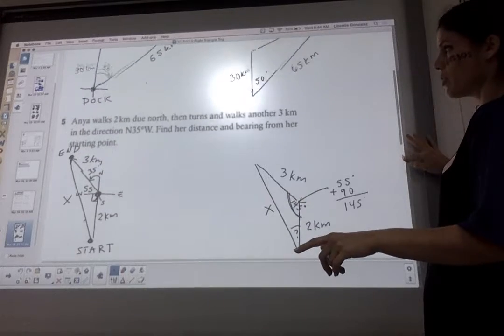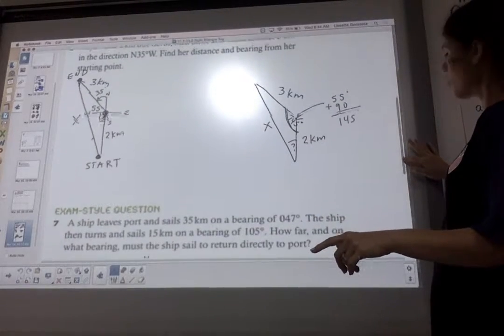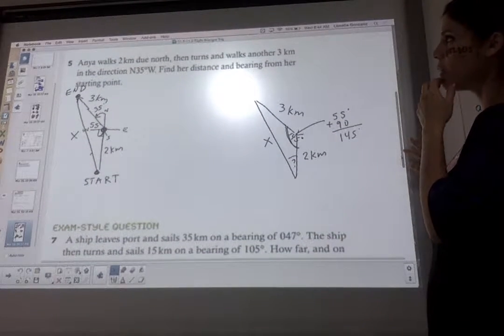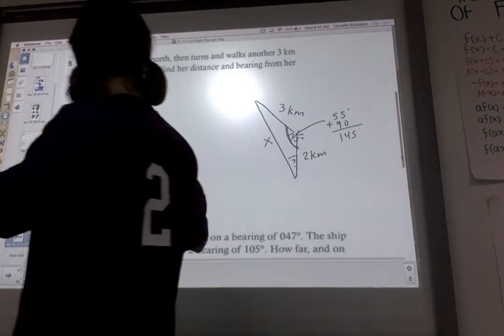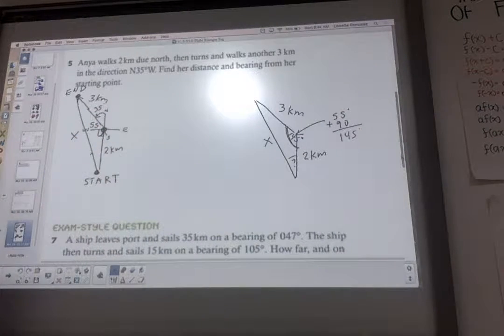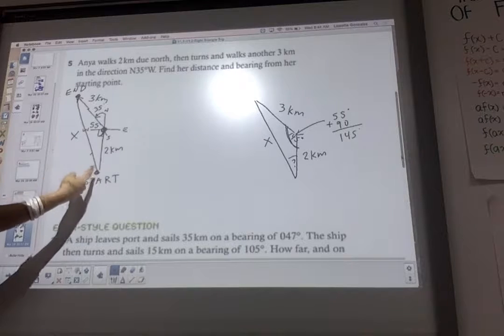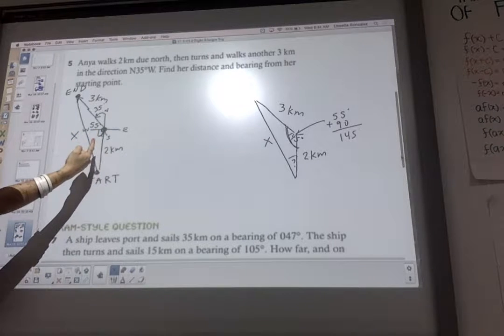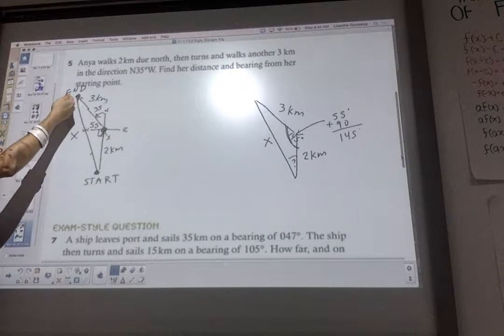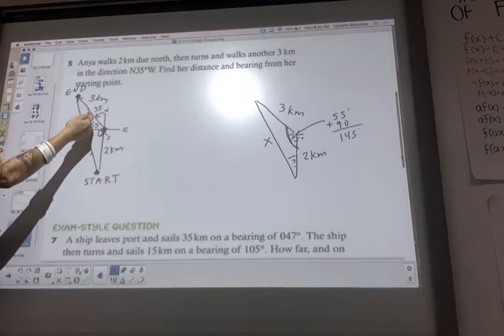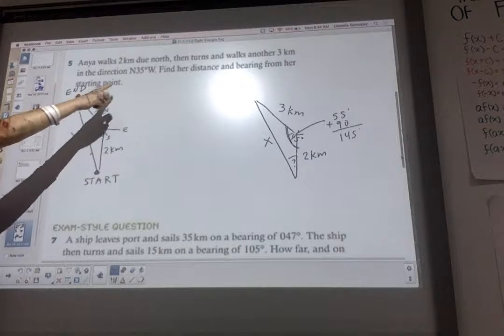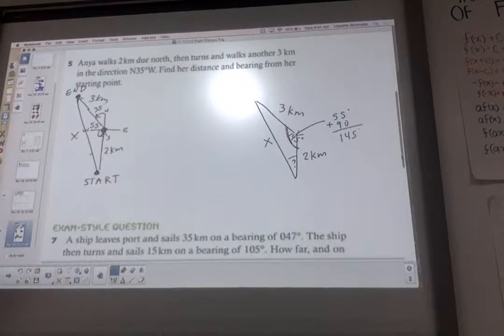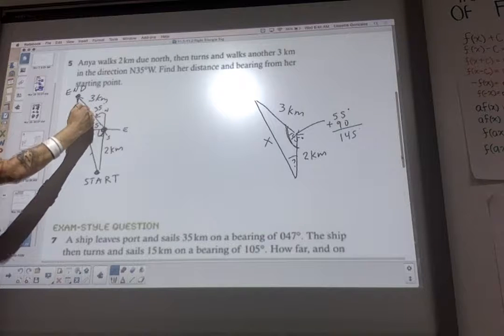Let's go through the pictures once again. Okay, for the second picture here, Anya walks 2 kilometers. So she starts here. She walks 2 kilometers north, and then 3 kilometers in the direction of northwest. How do you read that? 35 degrees west of north.